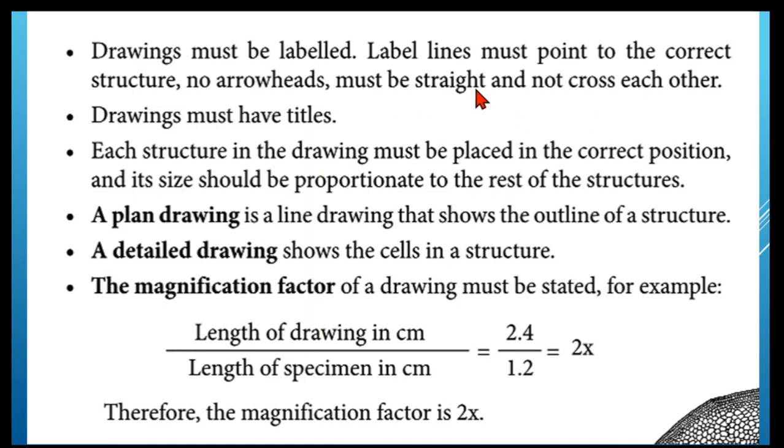And the lines must be straight. Don't make them like tails. Must be straight and not cross each other. It must be neat. Drawings must have titles, like a table or a graph. There must be a title for what you drew. Each structure in the drawing must be placed in the correct position and its size should be proportionate to the rest of the structure.